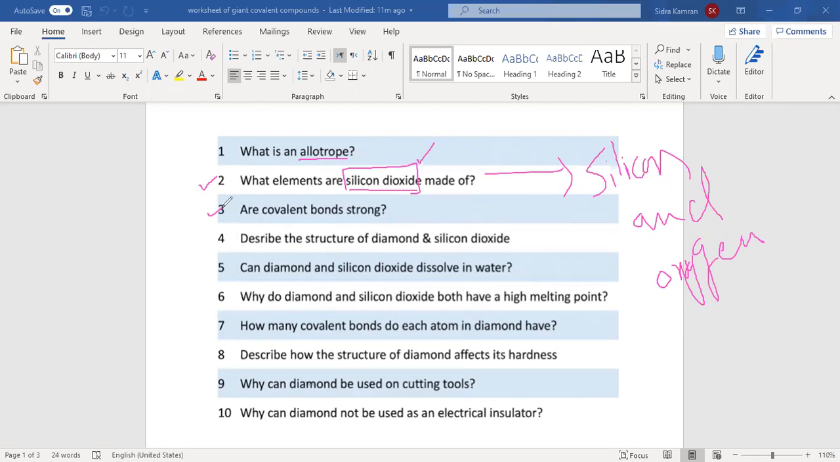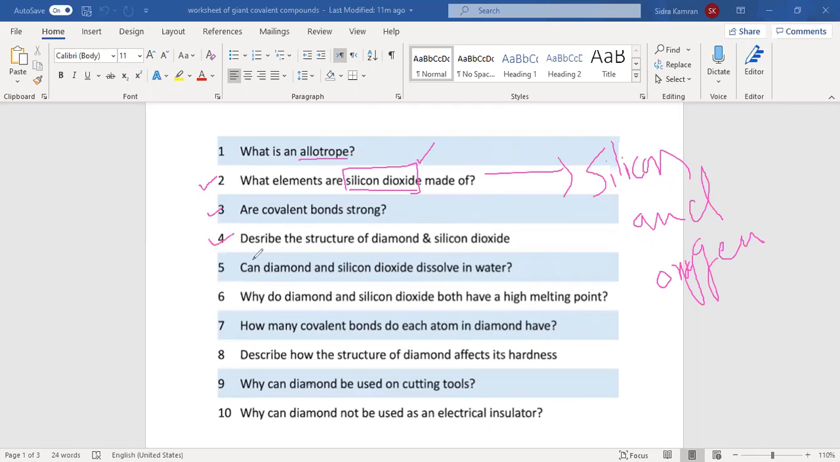Are covalent bonds strong? Yes. The answer is yes, covalent bonds are strong. These are just the very short question answers. I don't know why you haven't completed this. I think we were only having problems with the fill in the blanks, because I didn't have any problems with these questions. Good.